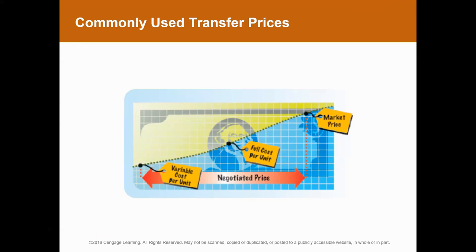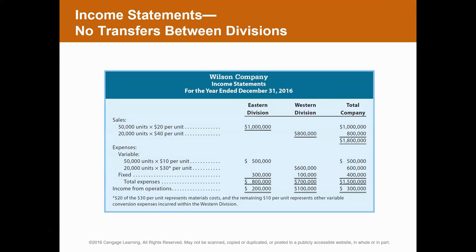And this is just kind of a visual representation of what that looks like. I'm not a big fan of this visual. It's kind of a little blurry, too. Okay. So here's how it looks between the two divisions. We can see that this is an income statement with no transfers. Now let's look at one with transfers.